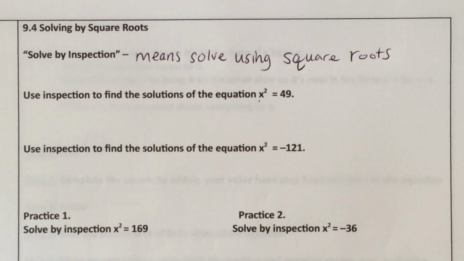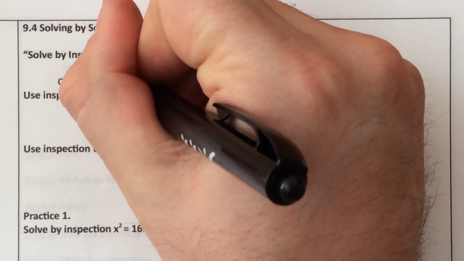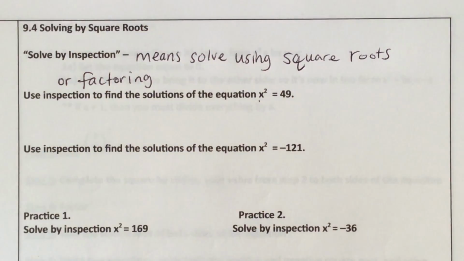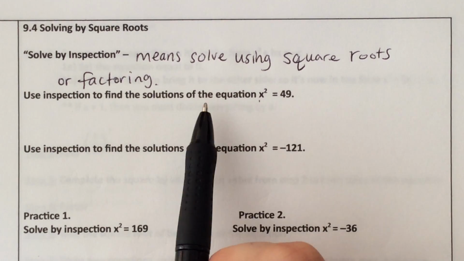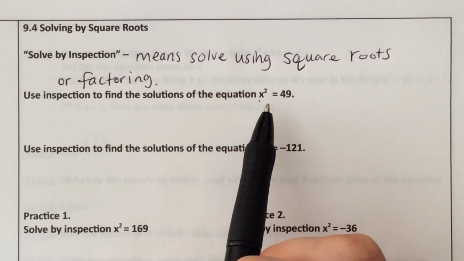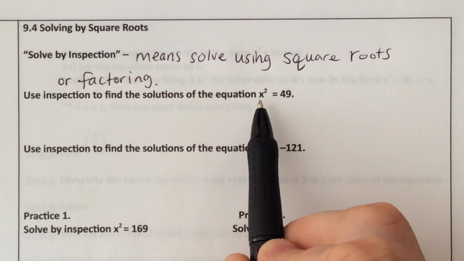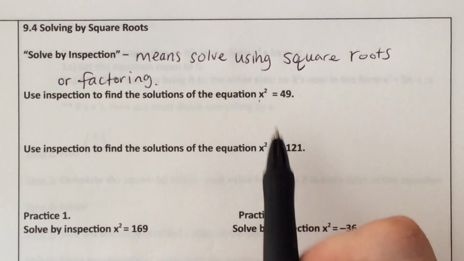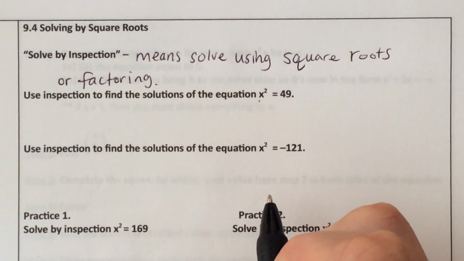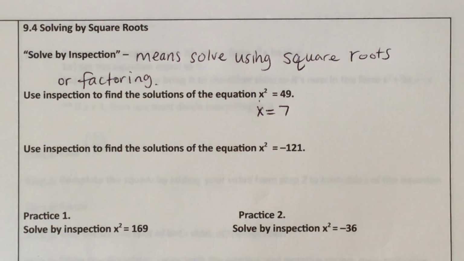Okay, so solve using square roots or factoring, but most likely it's going to be with square roots. So the first one says use inspection to find the solutions of the equation x squared equals 49. Well, most of you can probably just look at it and know that something by itself equals 49. So x times x is 49. Well, x must be 7.